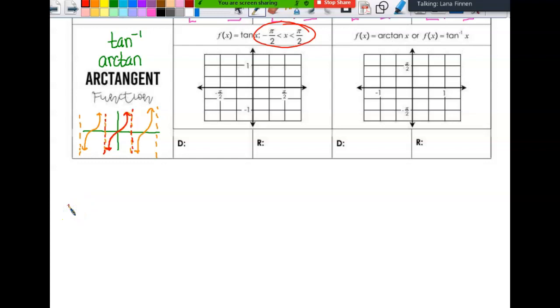So when the angle is -pi halves, tangent is undefined. And when it's pi halves, tangent is undefined. That's old business. When the angle is pi fourths, tangent is 1. When the angle is 0, tangent is 0. When the angle is -pi fourths, it's -1. So this is the section that we actually get to have an inverse for.